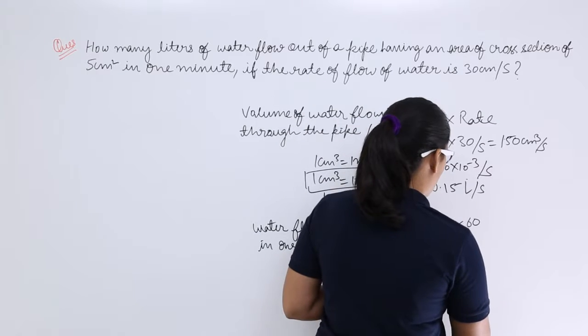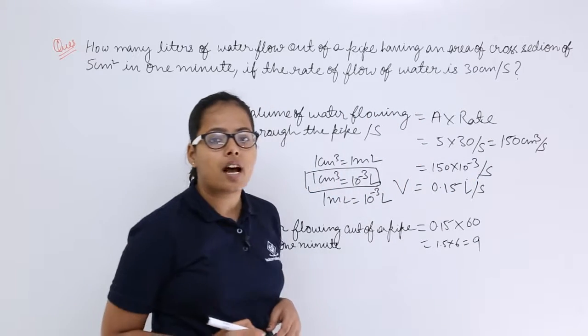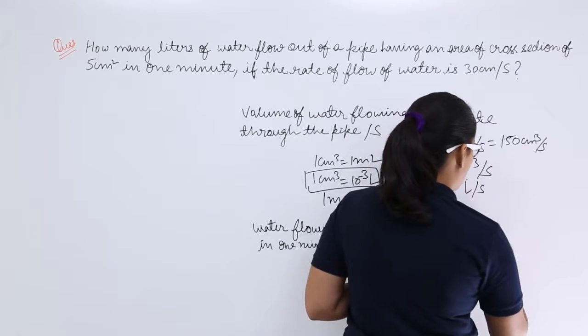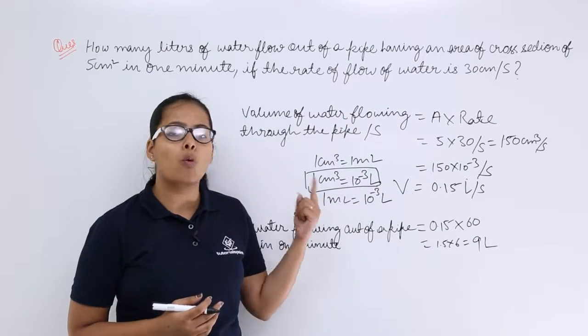This will give you 1.5 into 6, and this answer will be 9. So this much water has flowed out of the pipe: 9 liters in 1 minute.